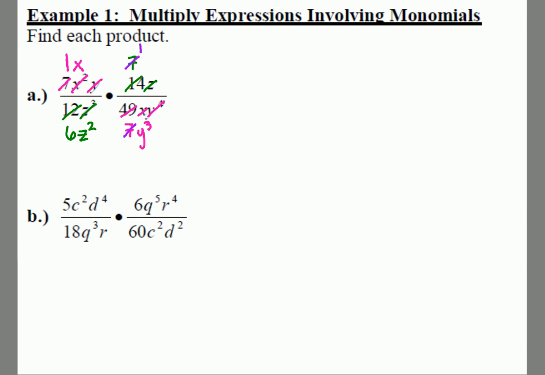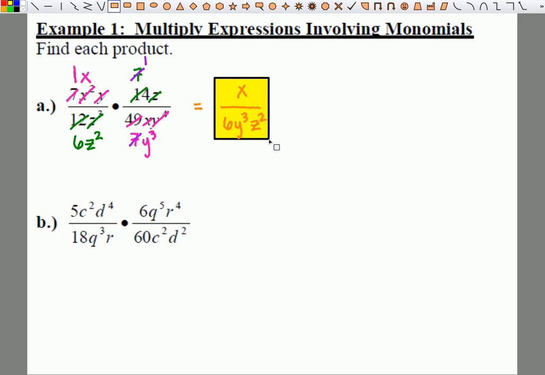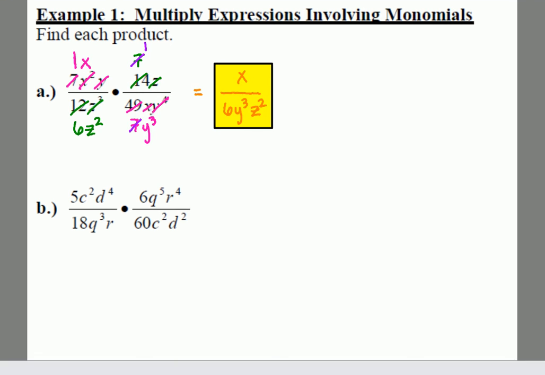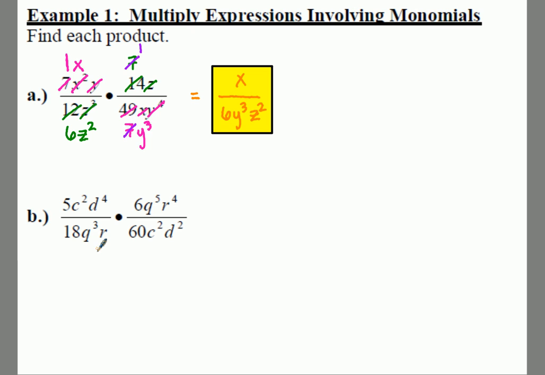So for your final solution, we can multiply across. 1x times a 1 is just an x. And then on the bottom, 6z squared times your y cubed is 6y cubed times z squared. That is your solution. So let's try B using the same process.